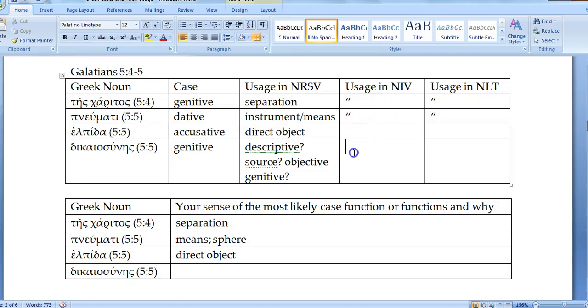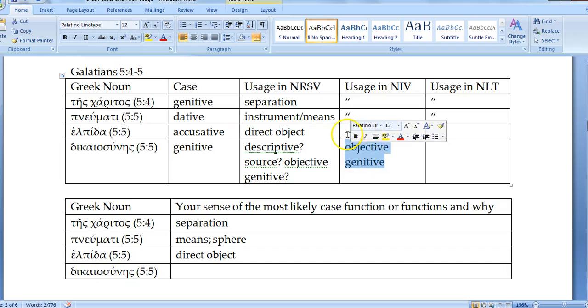So, in a sense, we could say, even though it doesn't look like a genitive anymore in the NIV, it has understood dikaiosune as an objective genitive, and it has represented elpida in the best way it could to make this as clear as possible. That is to say, it's not really interested in representing the accusative case of elpida at all. What it's interested in doing is finding a way to most clearly represent dikaiosune as an objective genitive.